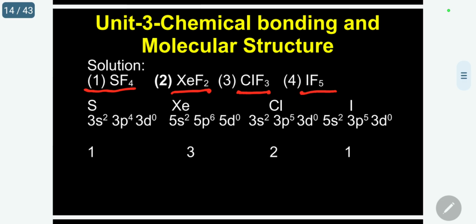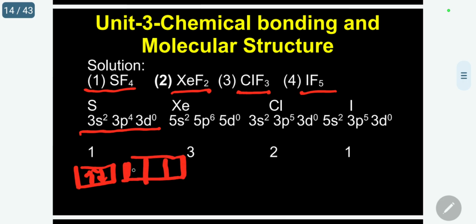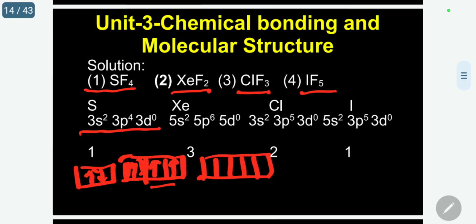Sulfur is 3s2 3p4, 3d0. In order to form sulfur tetrafluoride, the configuration is s2 p4. Kindly follow. Only here 2 electrons are not involved in bond formation. So what will happen now? The d is empty, 3d empty. This is the ground state. During the excited state, one of the paired electrons gets excited, moving to the d.